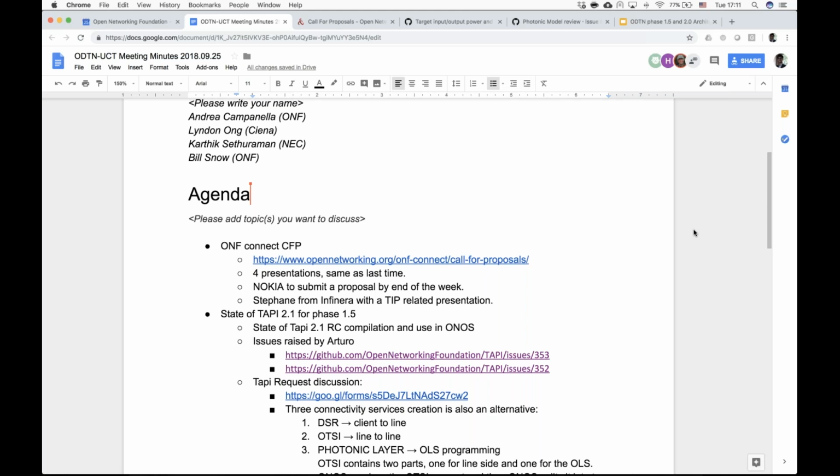Great. So the next point on the agenda is the state of TAPI 2.1 for phase 1.5. Last week we commented that there was an issue that was not enabling us to do the demo, to redo phase 1.0 in current ONOS master. I submitted a patch that worked around that issue. Hiroki, were you able to test the end-to-end on your side with the patch?